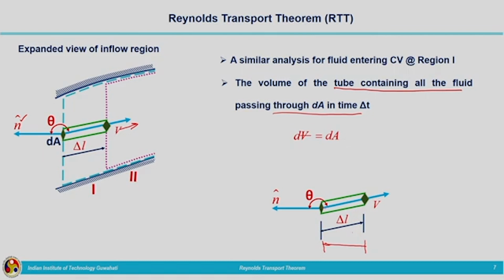Theta is less than 180 degrees. So, it will be 180 minus theta, delta L cos of 180 minus theta. So, what is cos of 180 minus theta? It is minus cos theta. So, the expression for dV in the inflow region has a negative sign. So, it will be minus delta L cos theta dA.